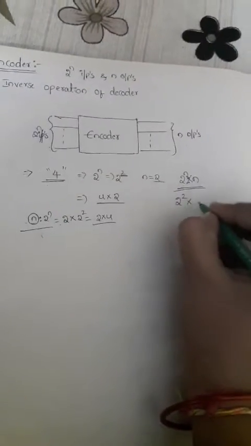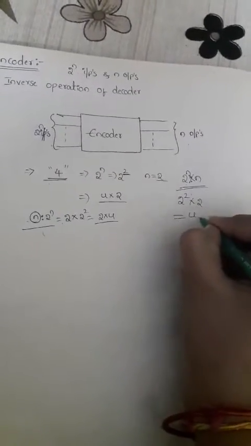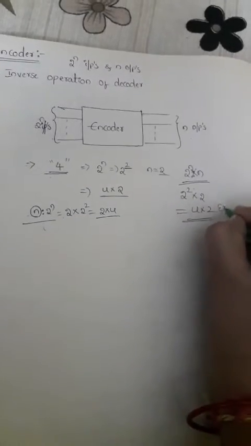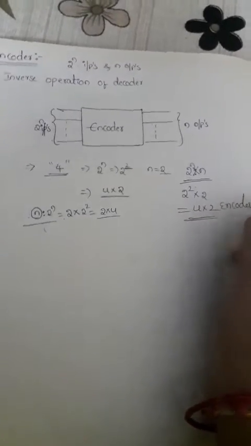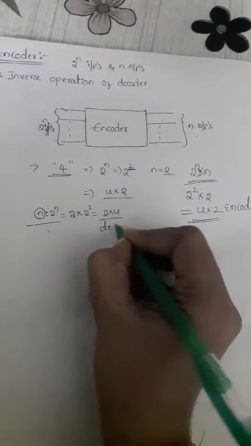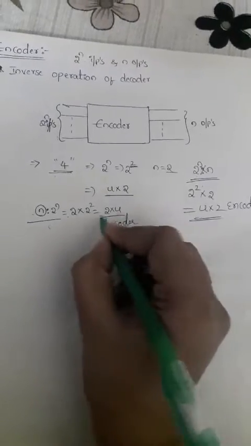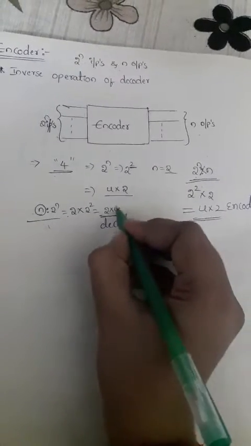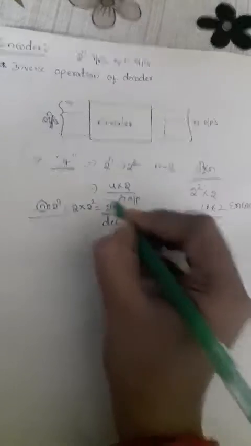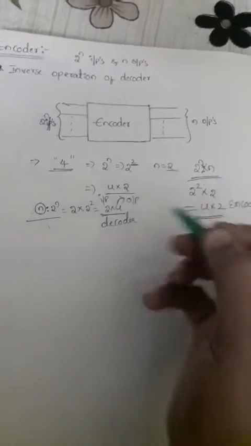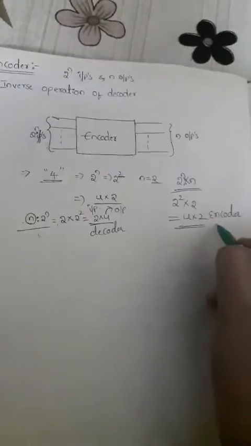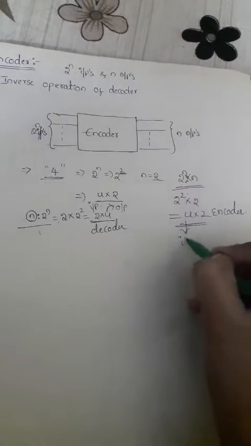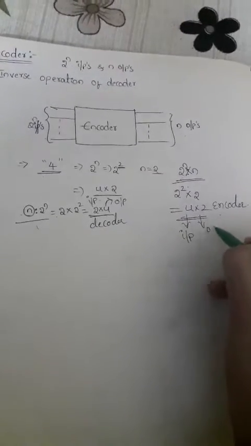So 2 square into 2, that is nothing but a 4 by 2 encoder we are having. So just observe here what is the difference between decoder and encoder. This is a 2 to 4 decoder we are having. That means 4 output lines here we are getting and 2 input lines we are having, right? But while coming to the encoder, here 4 input lines and 2 output lines.